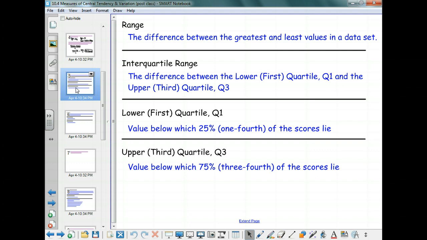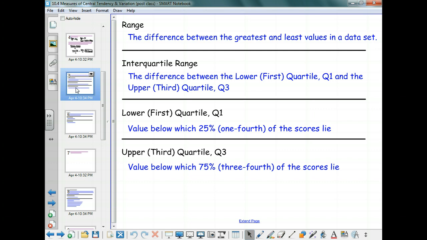Interquartile range is another subtraction. It's a subtraction of something else. It's a subtraction of the first or the lower quartile and the third or the upper quartile. So let me talk about what those quartiles are. All right, so the lower quartile is the value below which 25% or 1/4 of the scores lie. And the upper quartile is the value that's 25% above.